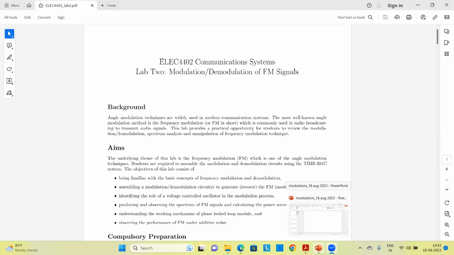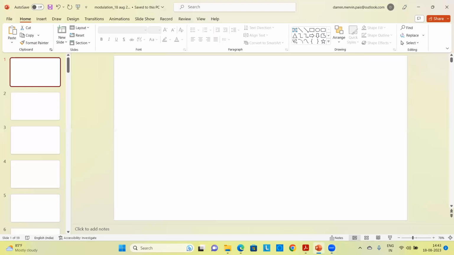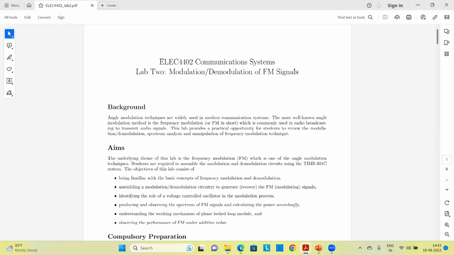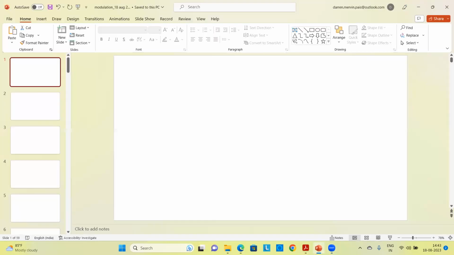Yes. It's about lab 2. It's about the modulation and then demodulation of frequency modulation signal. Yes. And are you able to see my PowerPoint slide here? Yes. Yep. It's good.